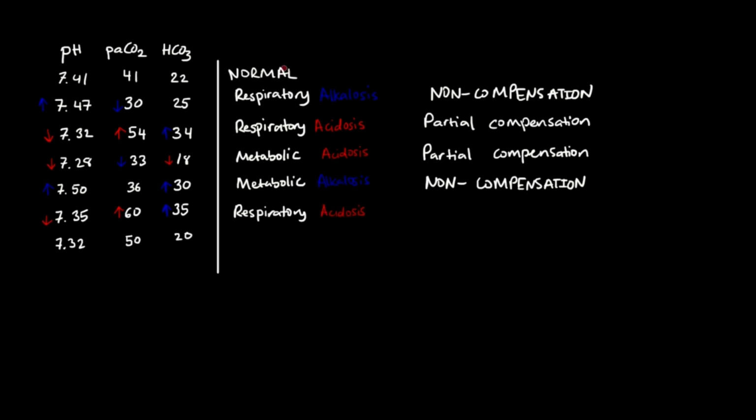And as for the bicarb, we see that it is abnormal, so it's trying to help neutralize the situation. So that means we have compensation going on. And we know that this is full compensation because the bicarb was able to help neutralize the acidosis to the point where the pH has been normalized.